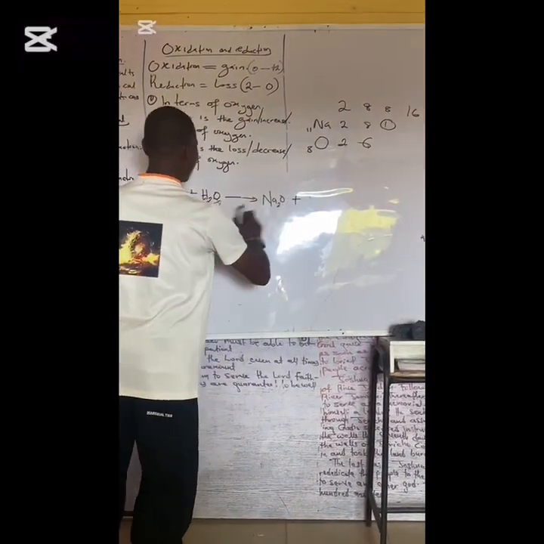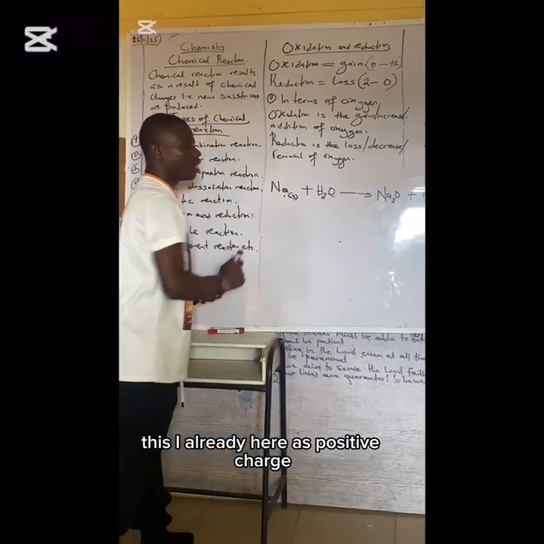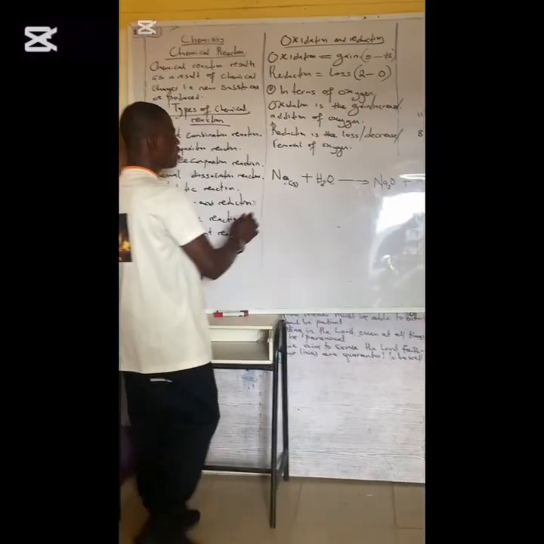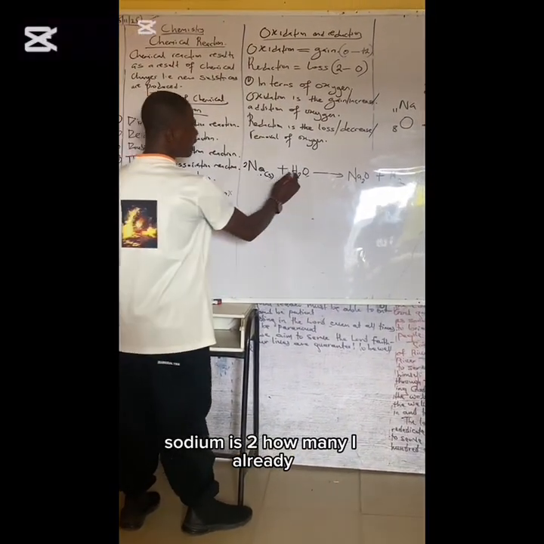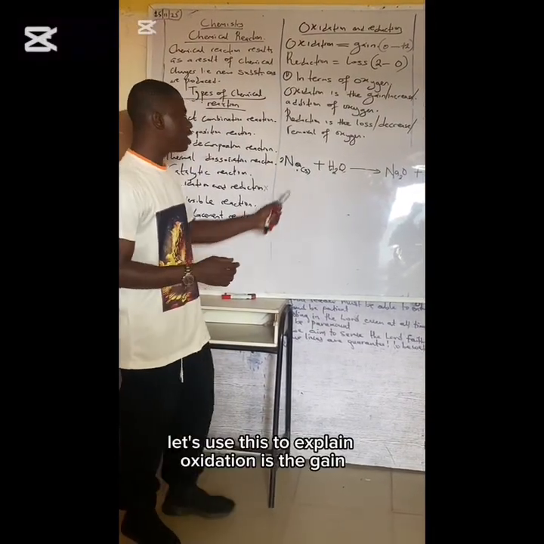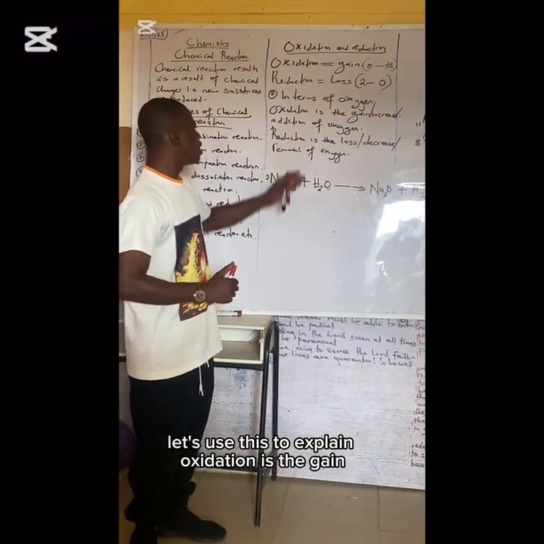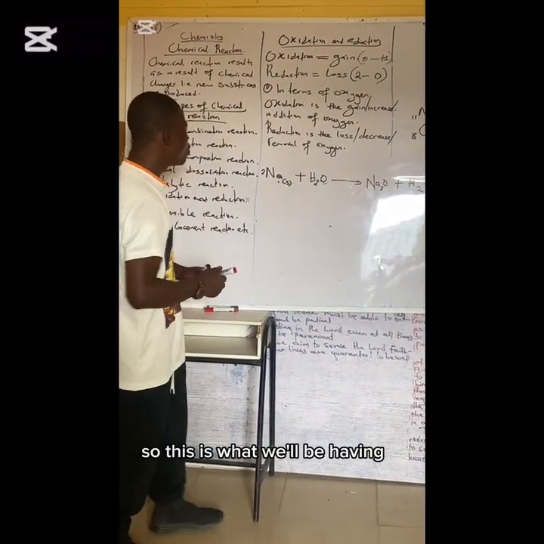Plus, then hydrogen will stand in one place. This is hydrogen here as a positive charge. So let's see whether it's balanced. How many sodium do you have here? 2. Put 2 here. Sodium is 2. How many hydrogen? 2. How many oxygen? 1. Everything is balanced. Then let's explain. Let's use this to explain. Oxidation is the gain, reduction is the loss. How? So this is what we'll be having now.